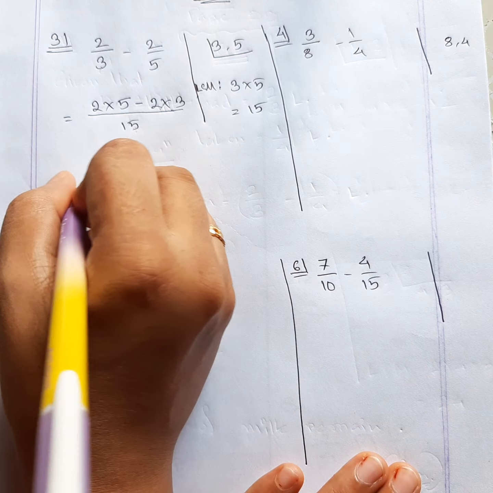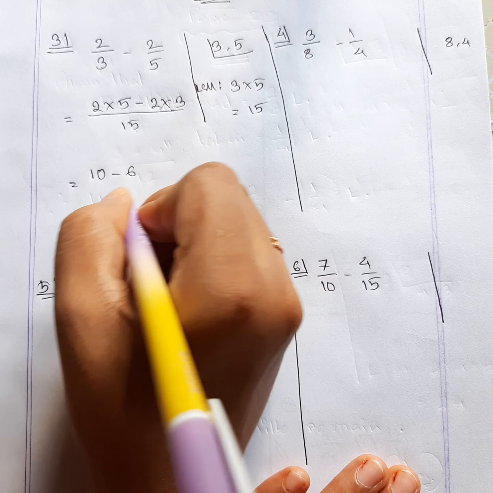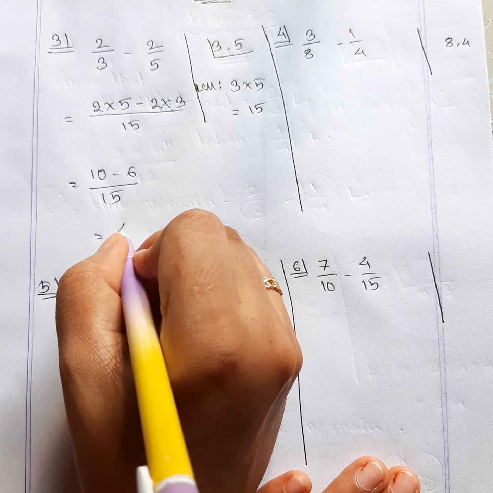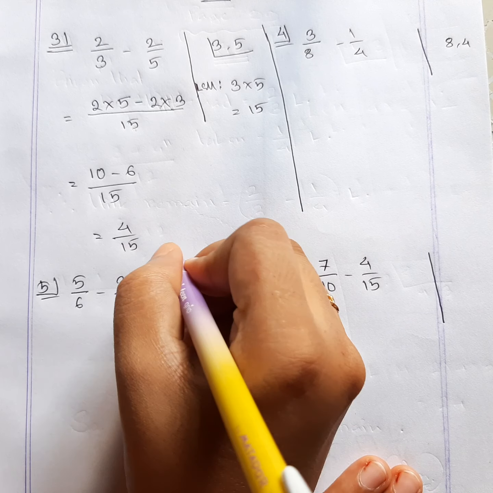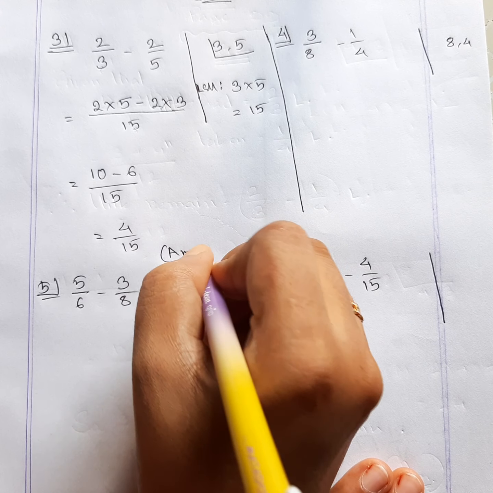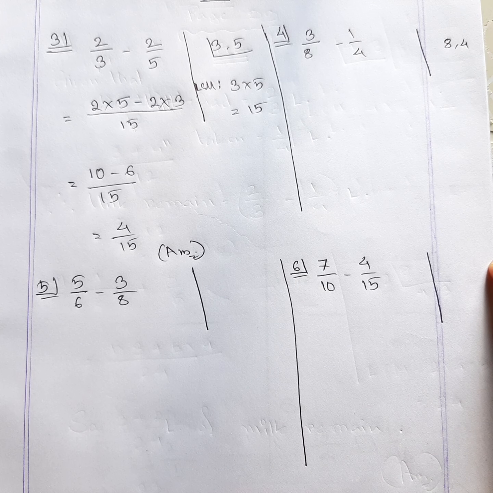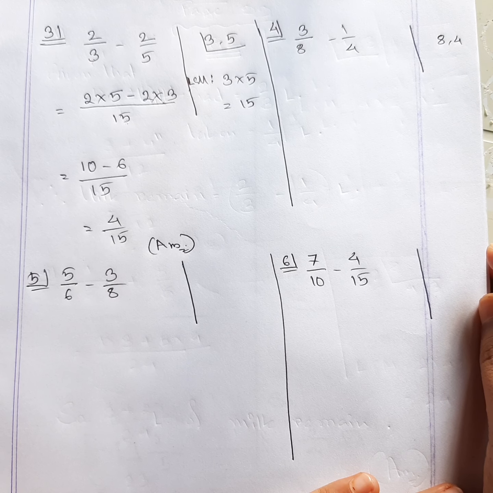Don't forget that one. Now it is 10 minus 6 over 15. Our answer is 4 by 15. See, simple. I am very sorry. I wanted to do all of the maths on the same page, so it might look a little bit clumsy over here. Don't worry about that.